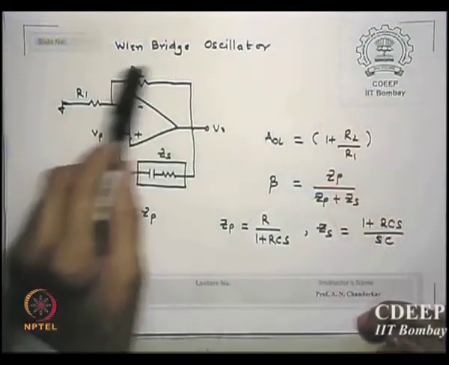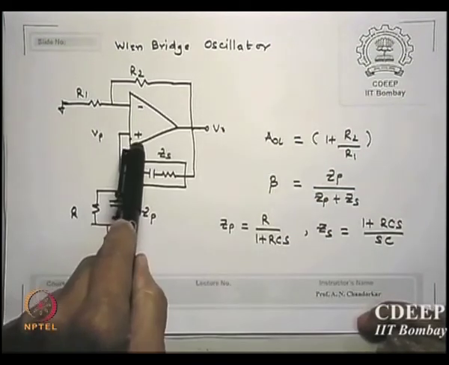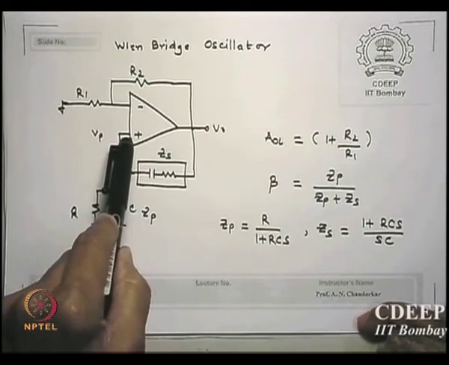I have R1, R2 as the open loop gain is 1 upon, since it is a non-inverting amplifier kind.